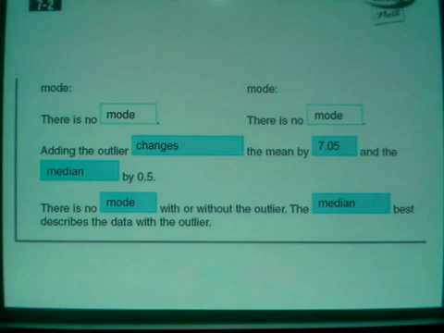Here's the mode. Remember, the mode is the number that shows up most often, and each of those numbers only shows up once. So even when I throw out the odd dot, it's still only there once. So either way, there is no mode.